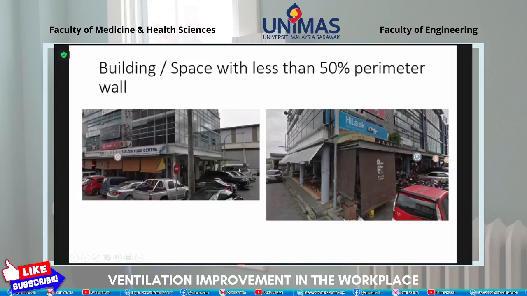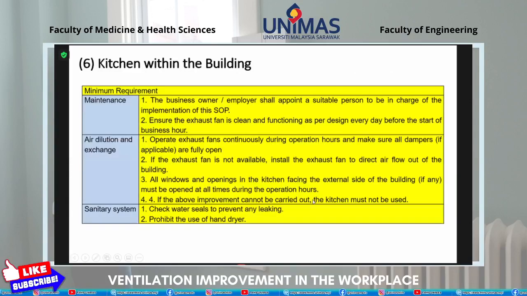Then the next one is a building or space with less than 50% perimeter wall, like I mentioned to you. For this kind of building, we just allow natural ventilation without any specific SOP. But again, when you see this kind of environment, if you want to advise the business owner, if they have a wall fan, please blow towards the entrance, not towards the customers.